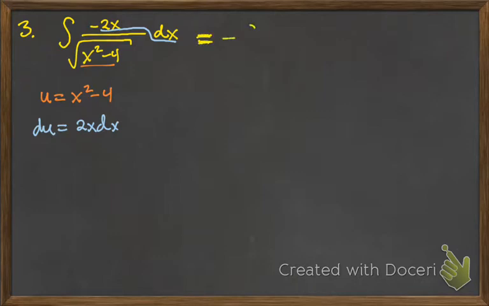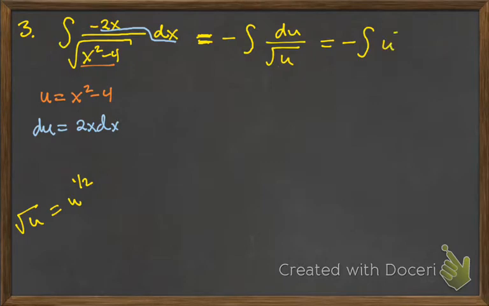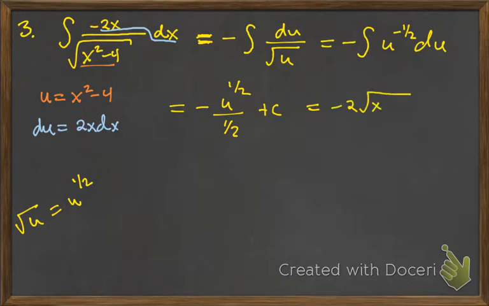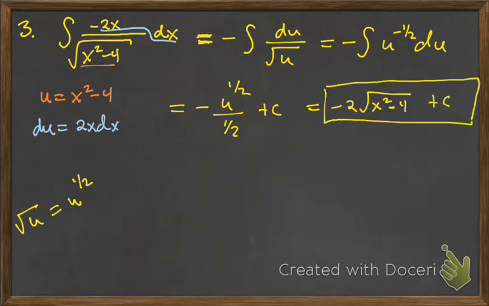So that's going to be negative integral of du over the square root of u. And remember, square root of u is u to the 1/2. Now, since it's in the denominator, it's going to be u to the negative 1/2 du. And now this is a power rule, so we're going to add 1 to the minus 1/2, which will make it positive 1/2. And then we're going to divide by that exponent, and then plus c. Okay, so we'll flip that fraction over and change it into multiplication. So that's going to be negative 2 square roots, and then u was x squared minus 4, and then plus your constant of integration. And that's it for that one. Okay. So this was entirely just a Cal 1 integral.